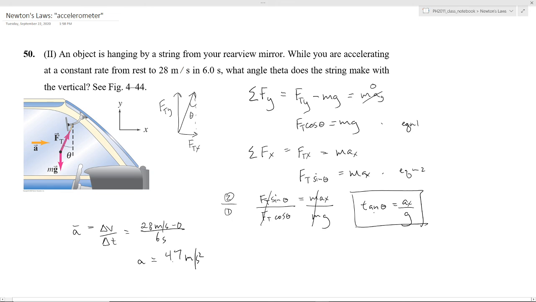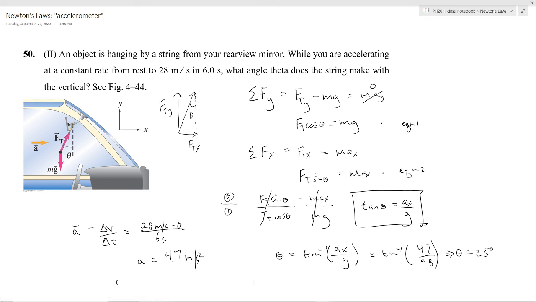And then here we can get the angle out of our tangent relationship. Solve this for theta. In this case, we put in our numbers: 4.7 divided by 9.8. So on the order of half of that. And when you compute this, you find that theta equals 25 degrees.